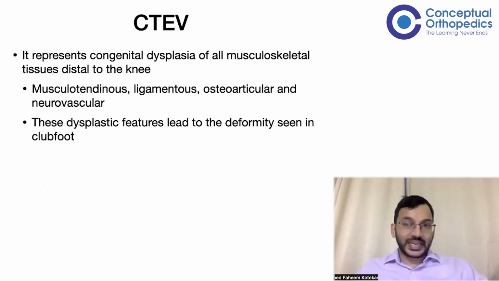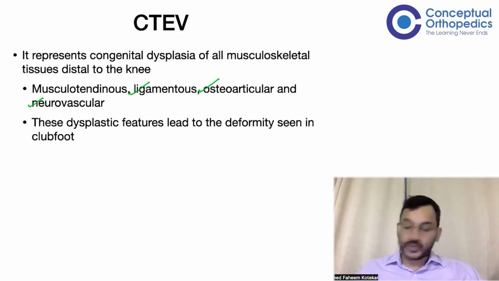Now coming to CTEV, which is congenital talipes equinovarus, which means it's a congenital condition affecting the talus and the foot, where the talus and the foot go into equinus and varus. Now it represents a congenital dysplasia of all the musculoskeletal tissues distal to the knee. They can be musculotendinous, ligamentous, osteoarticular, and neurovascular. So it is not just the bones and joints which have turned inwards, but also the ligaments, the joints, as well as the neurovascular structures are at fault here. Now, these dysplastic features lead to the deformity seen in clubfoot.